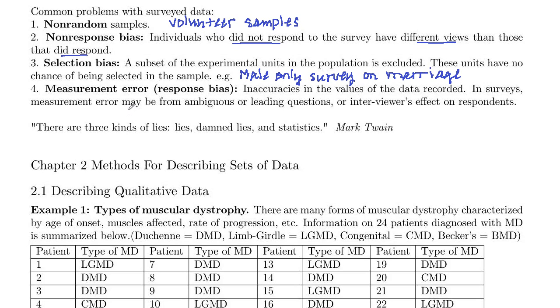So to kind of sum this up, Mark Twain's quote that there are 3 kinds of lies: lies, really bad lies, and statistics. That can be true, especially when you're talking about survey data.